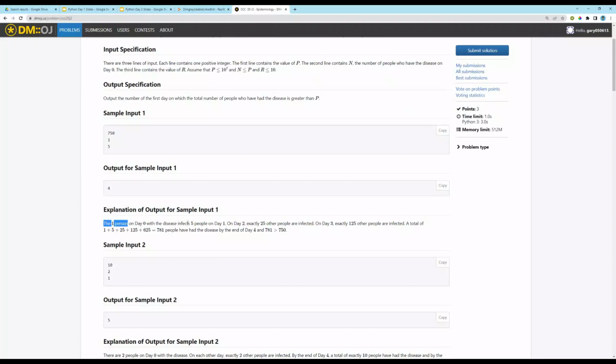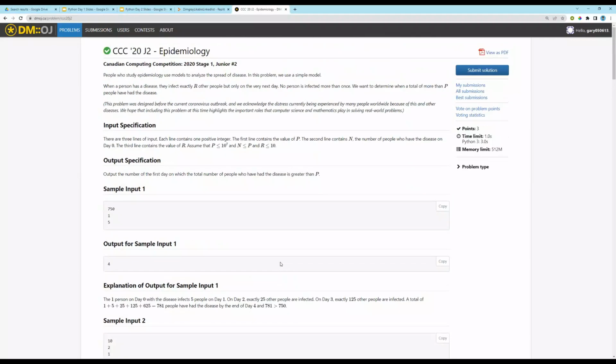So one person on day 0 with the disease affects five people on day 1. On day 5, exactly 25 other people are infected. So one person on day 1 affects 5, then 5 others, 25, 125. Oh, sorry. So basically, if we start with one person on day 1, it will infect 5 people on the next day. So we have 6 people, but this person will not infect anyone anymore. So again, they will only affect people on the very next day.